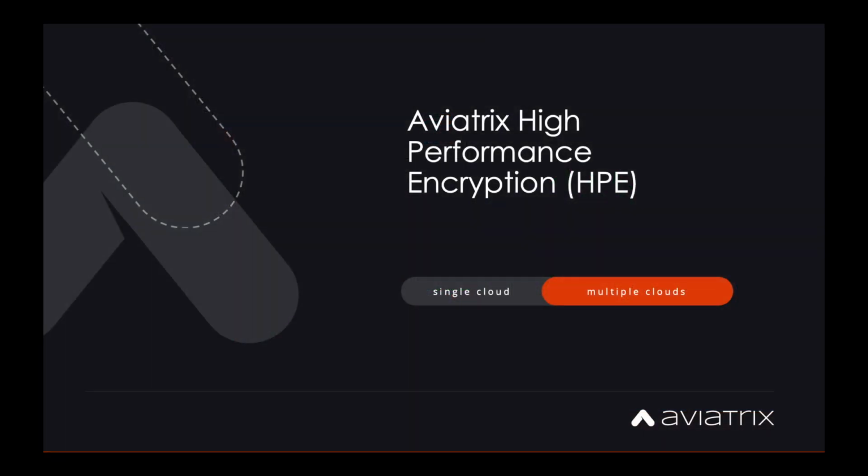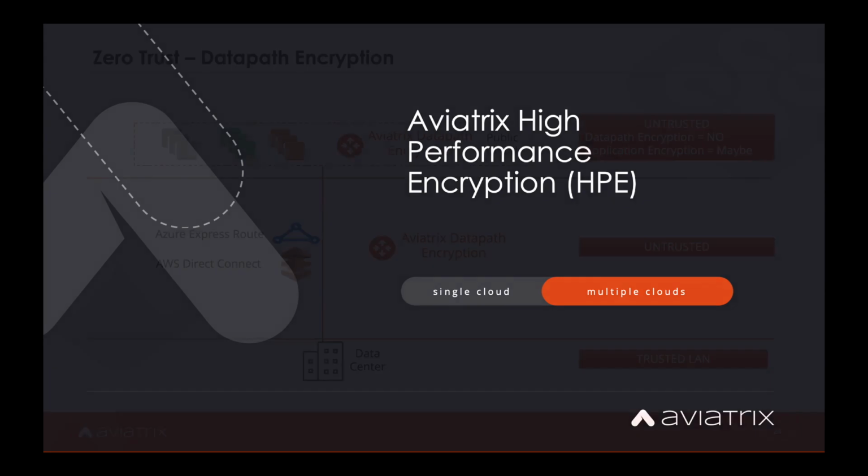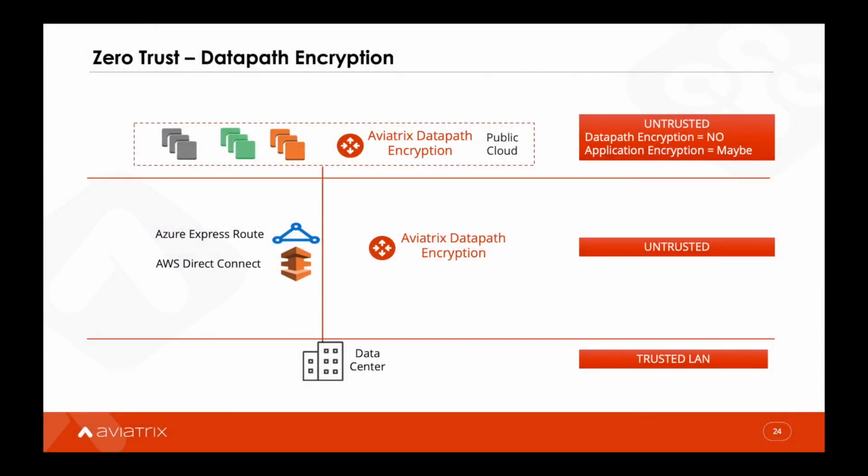Now let's take a moment to discuss high-performance encryption. If we take a look at this diagram, at the bottom we see an on-premises data center. This is your data center. You own it. You have total control over it. Therefore, you trust the data path there. Then, in the middle, you have the private circuit offerings from CSPs. You have Azure Express Route, AWS Direct Connect, GCP Cloud Interconnect, or OCI Fast Connect. This is how you achieve high-speed connectivity from on-prem to the cloud.